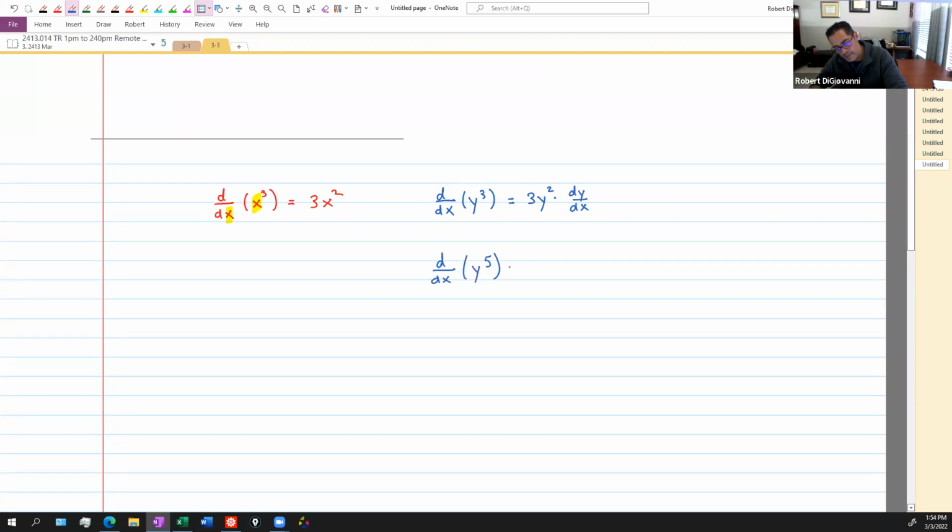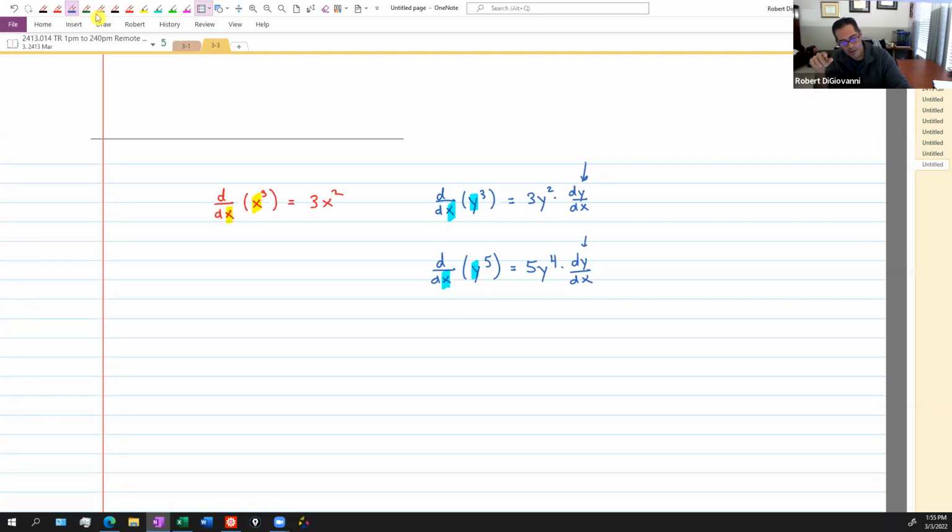Y to the 5th: 5y to the 4th times dy/dx. Understand? Because the variables don't match, you're going to do the derivative the way you normally would, but you always are going to have this dy/dx slapped onto the outside. That's always going to come out in the chain rule, always. When these variables don't match, you're always going to have that dy/dx pop out.